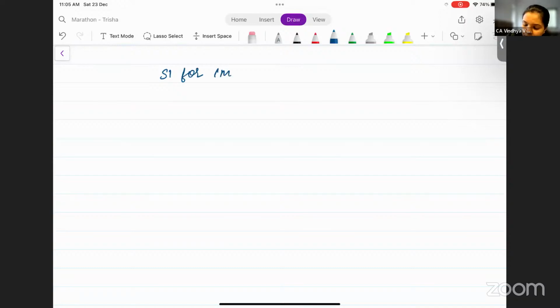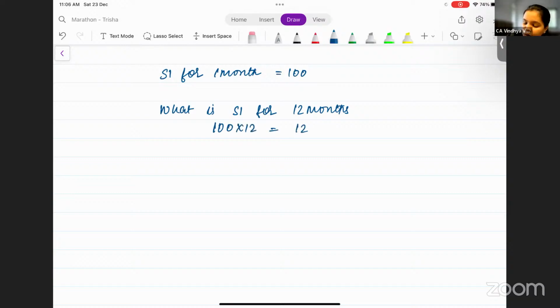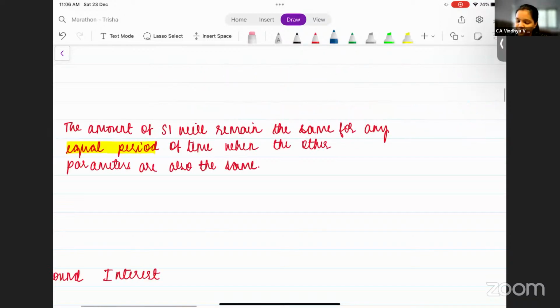So if I tell you SI for 1 month is 100 rupees, what is the simple interest for 12 months? If it is 100 rupees for 1 month, then can I say simple interest for 12 months is 100 into 12, that is 1,200, as simple as that. And vice versa. If simple interest for 12 months is 1,200, then what is the simple interest for 1 month? That will be 1,200 by 12. I hope this is clear. All right.